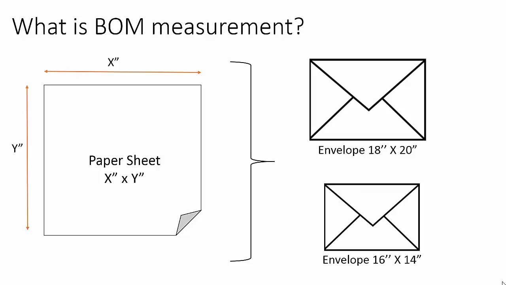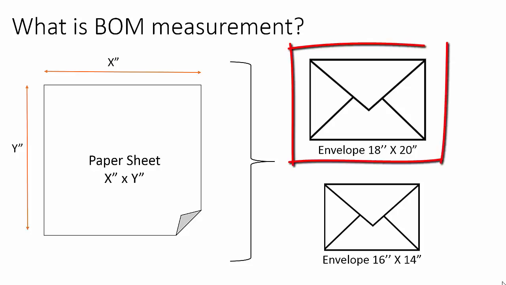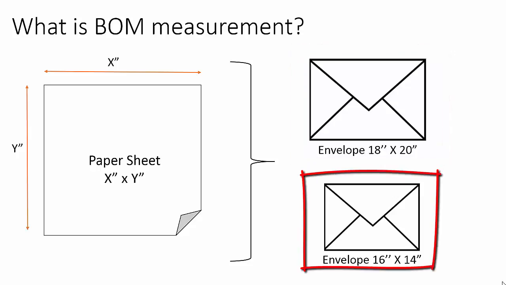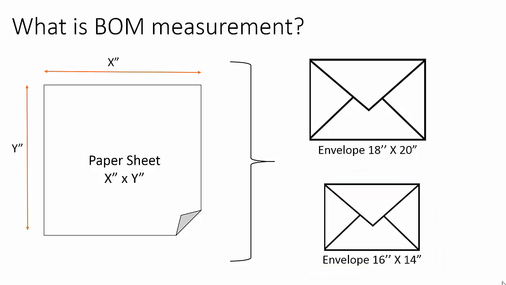measurements. For example, to manufacture the envelope of 18 x 20 each, we need one size of paper sheet, and to manufacture the envelope of 16 x 14 each, we need another size of paper sheet. Here we have assumed that the manufacturing process and materials are identical for the different sizes of envelope. So we can use the same paper sheet of X x Y each to manufacture the envelope of different sizes.